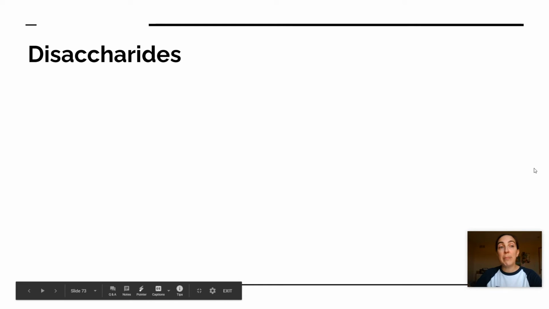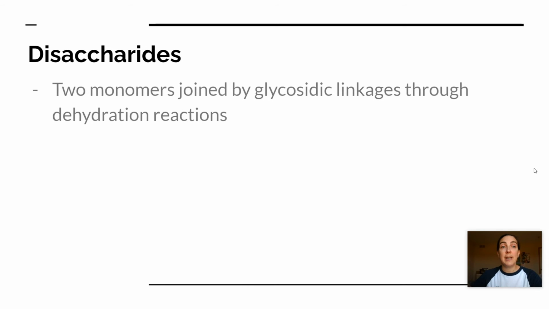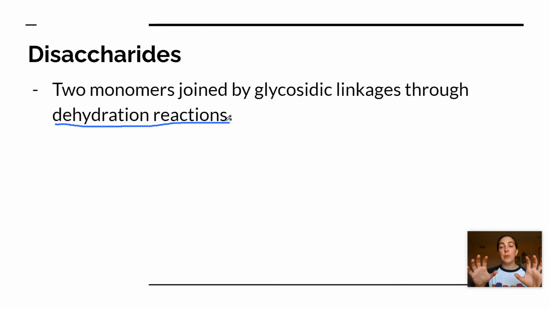If you link two monosaccharides together, you get what's called a disaccharide. The prefix di means two, so it's two of those monosaccharide monomers joined together. And just like with our proteins a long time ago, these monomers are also joined by those dehydration reactions. So you take those two sugar monomers, you remove a hydroxide from one, a hydrogen from the other. So you take out a water molecule, which bonds the two carbohydrate monomers together.